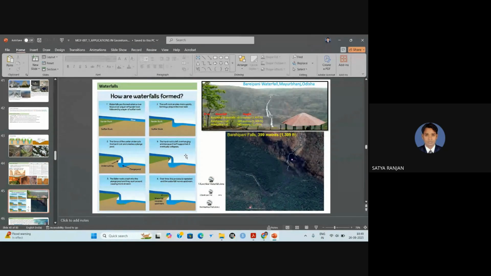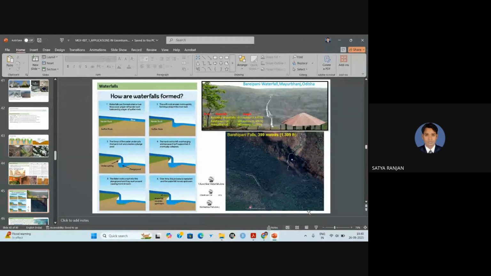Then waterfall. Generally, how is a waterfall created? There are two types of rocks present in the river beds when the river flows through different areas, or in the upper areas of the landform. There is some hard rock and some soft rock. As the hard rock is more resistant to erosion, the river cannot erode this hard rock, but the soft rock can be eroded gradually. So this is the process.